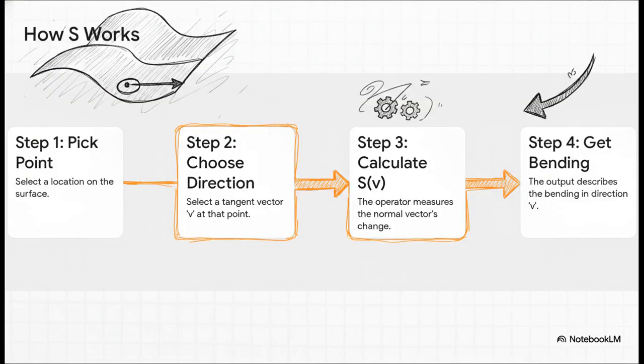And the whole process is actually pretty straightforward, but it's incredibly powerful. You just pick a point on the surface, you choose a direction you want to go, the operator does its thing, it calculates the change, and what you get back is a new vector that describes the exact bending in that one specific direction. It's a crystal clear recipe for quantifying shape.